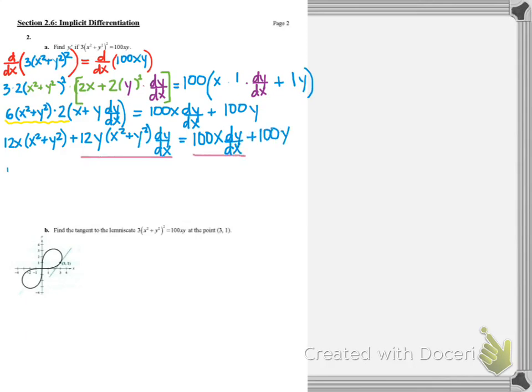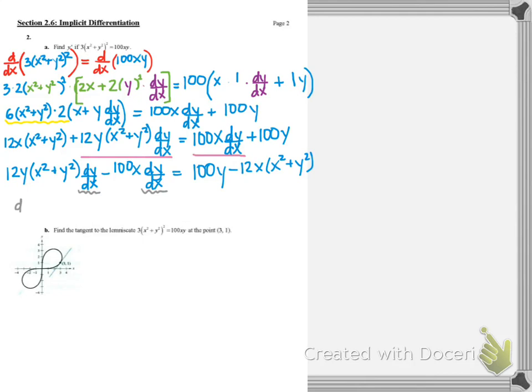Now that everything's been multiplied out, we notice that the two underlined pieces both contain dy/dx. So we want both of these pieces on the same side and everything else on the other side, because now we're trying to solve for dy/dx. So I move the 100x dy/dx over to the left side, and then I move the 12x times x squared plus y to the right side. And then both on the left side have the dy/dx, so I'm going to factor that out.